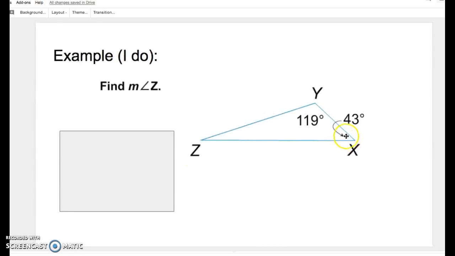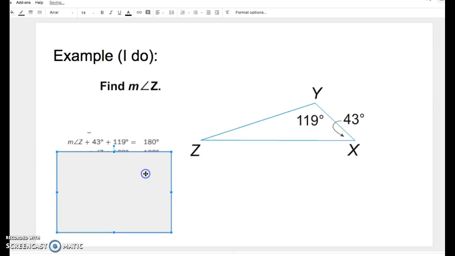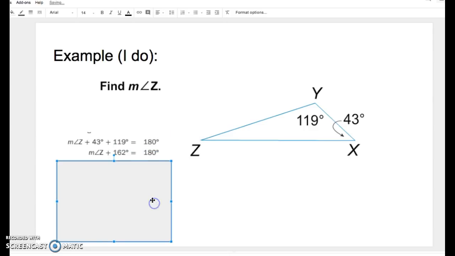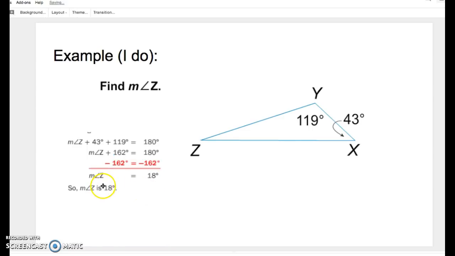Okay, so if you look at this, you have 119 degrees for y, 43 degrees for x, and then you're looking for z. So when you write this equation, you want to write it as the measure of angle z, so this unknown, plus 43 plus 119 is equal to 180. From there, you're going to want to combine like terms. So you have z plus 162 is equal to 180. You're going to want to subtract 162 and then get the measure of z is 18 degrees.